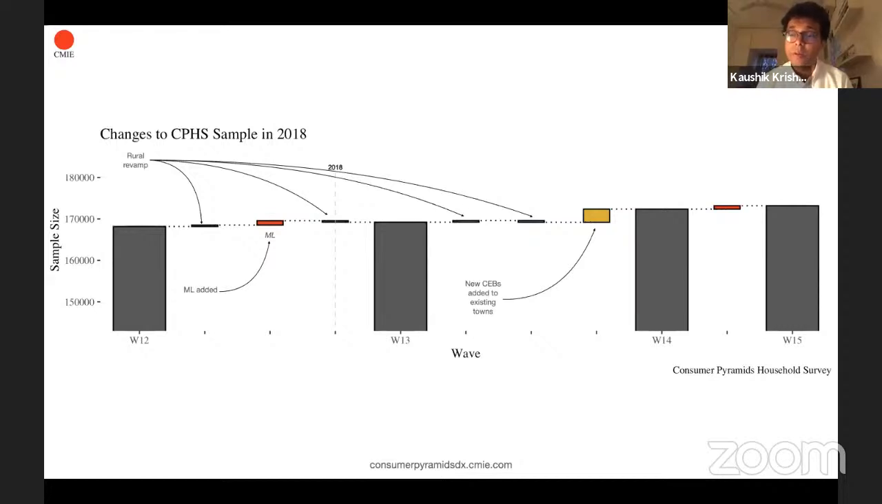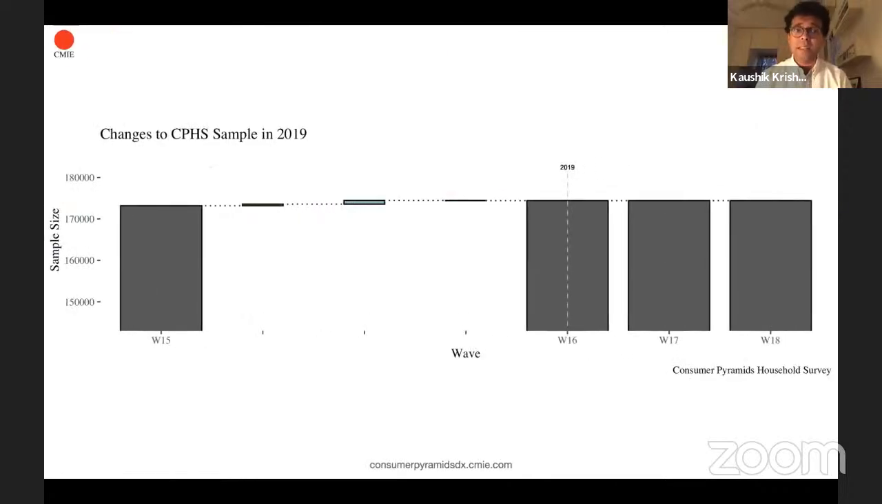And finally, between wave 14 and wave 15, I believe we added the state of Sikkim. And so that was another small addition to the sample size. That brings us to almost 2019.